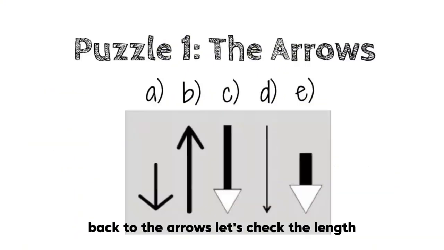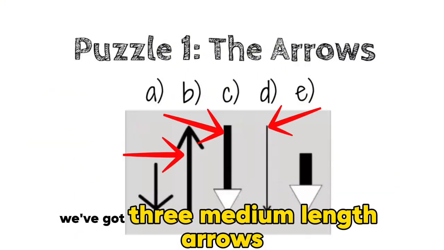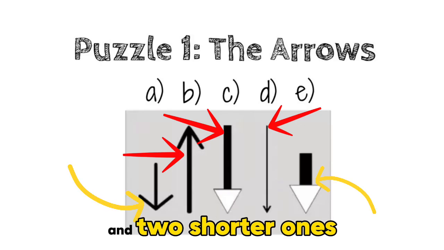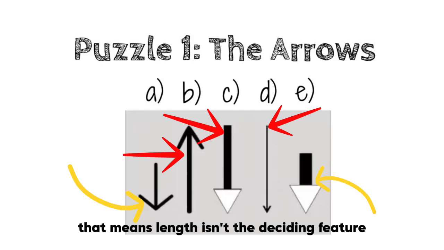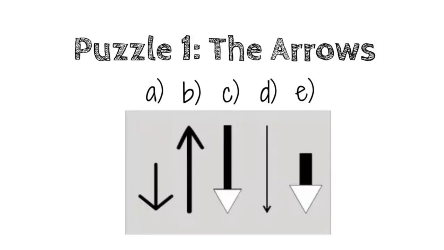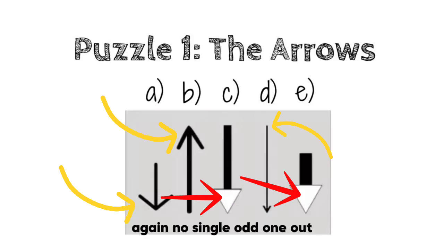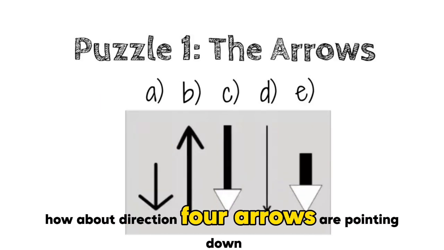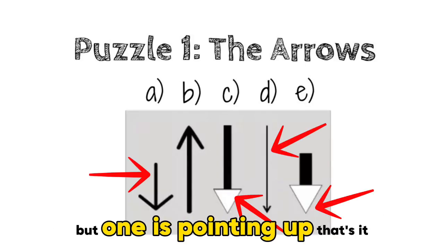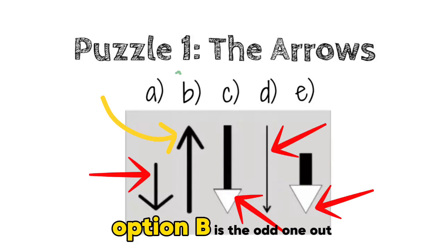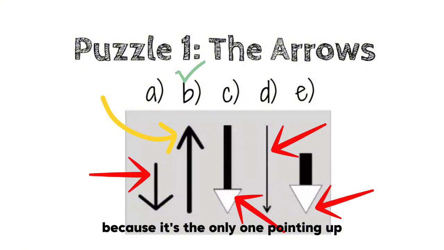Back to the arrows. Let's check the length. We've got 3 medium length arrows and 2 shorter ones. That means length isn't the deciding feature because there's no single arrow that's unique. Next, look at color. Some arrowheads are filled black, some are white. We've got 3 black and 2 white. Again, no single odd one out. How about direction? 4 arrows are pointing down, but 1 is pointing up. That's it. Option B is the odd one out because it's the only one pointing up.